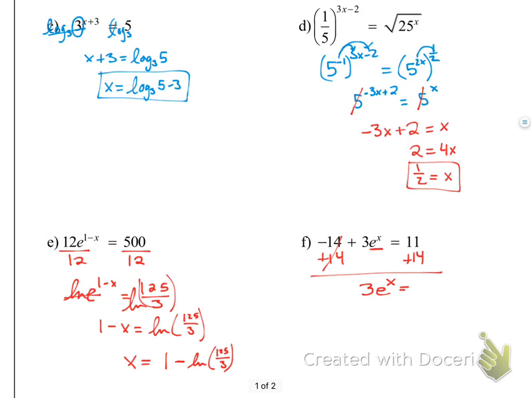3e to the x is equal to 25. Divide by 3, e to the x equals 25 over 3. And then to get rid of e, you take the natural log again. And just like before, we took the natural log because the natural log of e is 1.